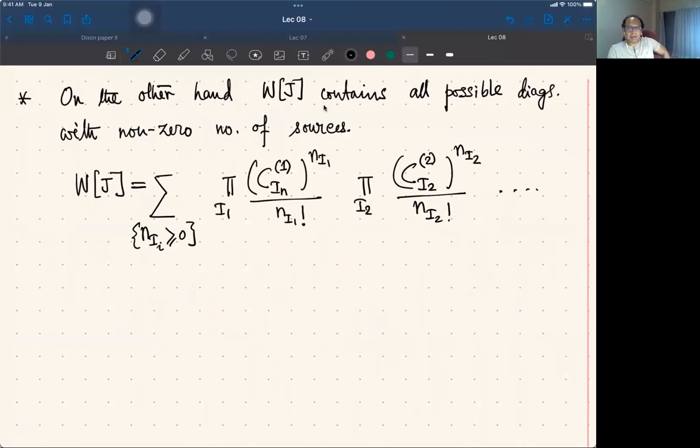Just think about it. Think of any diagram with non-zero J, non-zero number of J's. You can check that you can write it in this fashion, by choosing some values of ni's that will match with this. Okay.